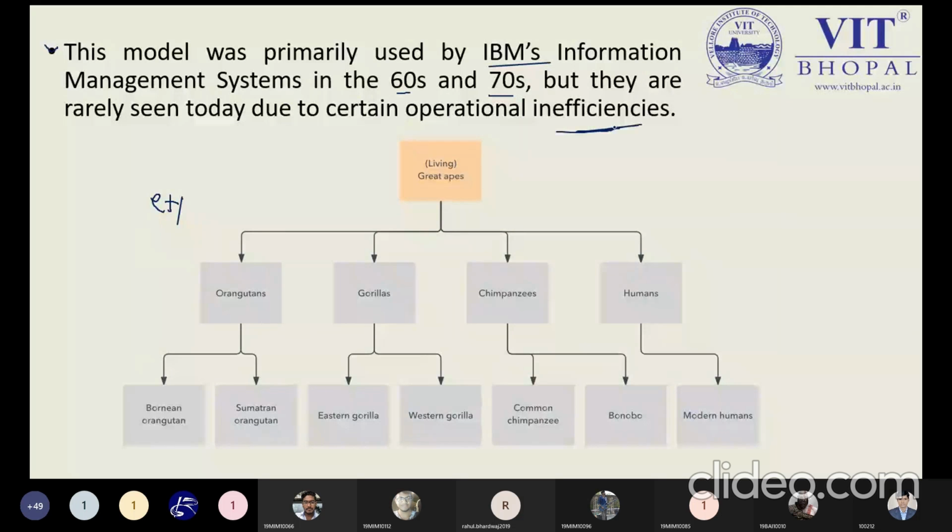So what is the drawback in this model? If you want to perform some operations, this model is not suitable. But let us understand with an example. Now we have the great apes, which is a category of apes. In the apes we have orangutans, gorillas, chimpanzees and humans. In orangutans we have the Bornean orangutan and Sumatran orangutan. In gorillas we have the eastern gorilla and western gorilla, and in chimpanzees we have the common chimpanzee and bonobo. And in humans we have the modern human.